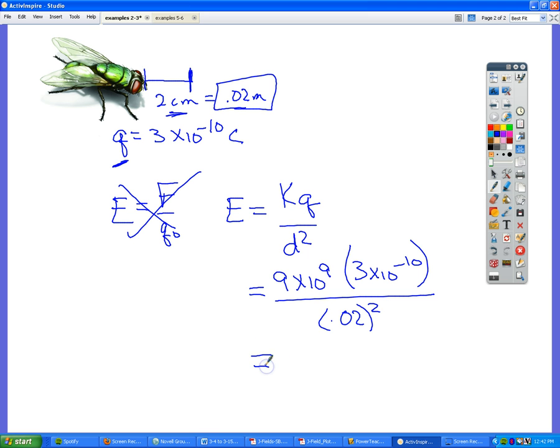When we're done, we're going to have an answer of about 6,800 newtons per coulomb, and the direction is always indicated by the sign on the charge, and because there's no negative sign here, we're going to assume it's positive, and we know that anytime you have a positive charge, the electric field always points away. And that is the end of examples number 3 and 4.